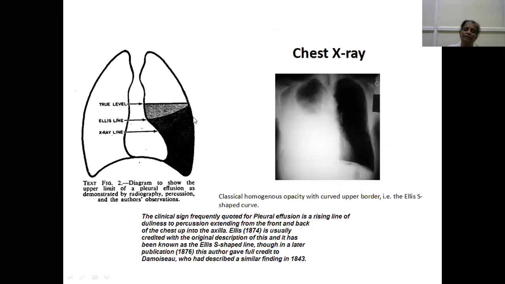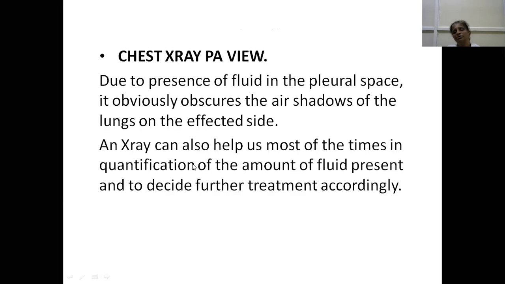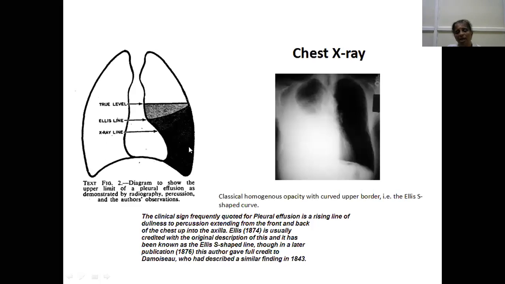On the chest X-ray, the air shadow will be obscured, and there will be an opacity. So the quantification of fluid can be done with the chest X-ray itself. This is Ellis S-shaped curve. In 1874, Ellis described a sign, that whenever there is a pleural effusion, there will be a rising line of dullness from anterior to posterior, rising in the axilla. So as you all see here, the pleural effusion line will be rising in the axilla. This anterior to posterior rising line is called Ellis S sign.